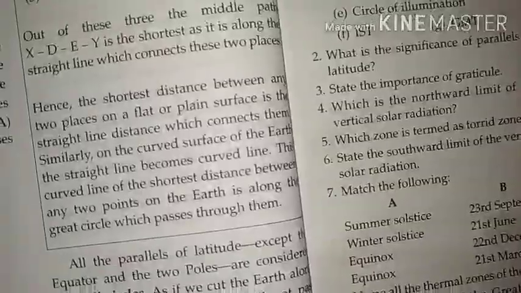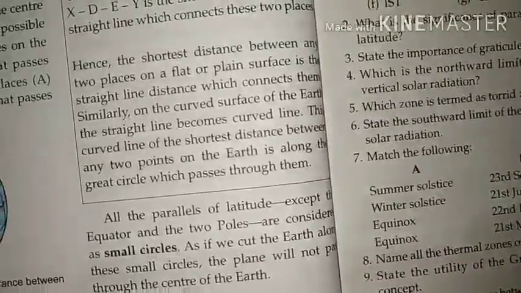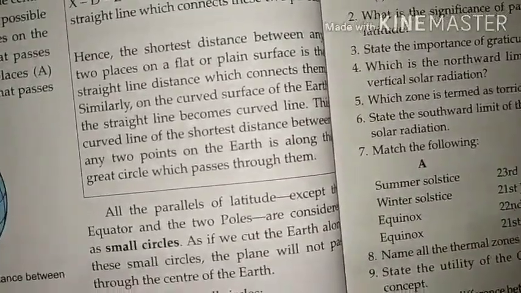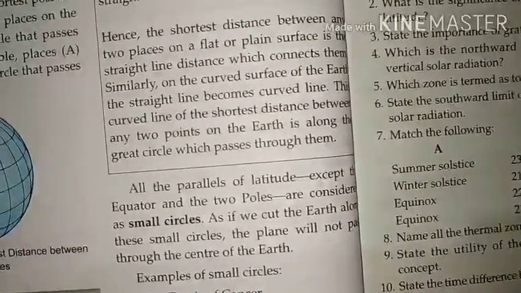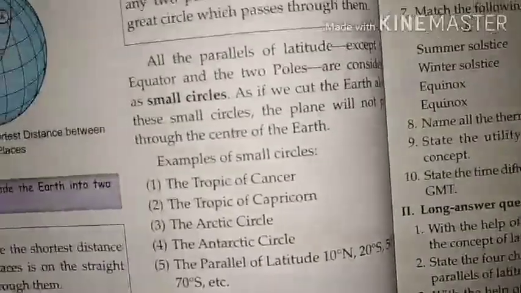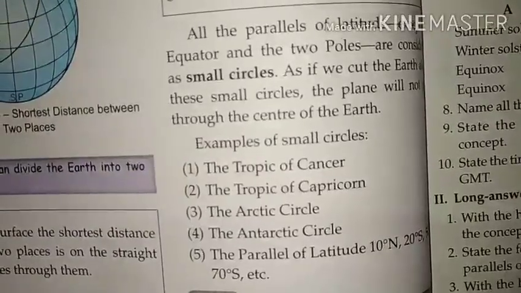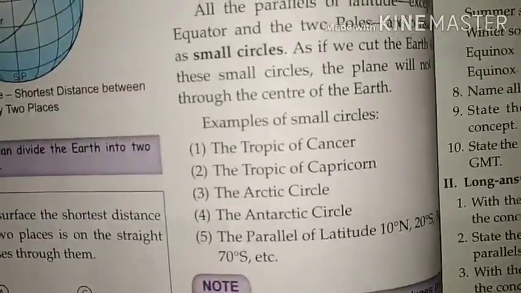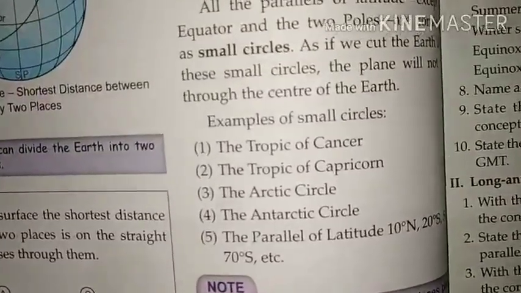And all the parallels of latitude except the equator and the two poles are considered as small circles. If we cut the earth along these small circles, the plane will not pass through the center of the earth. So for a great circle, the plane should pass through the center of the earth. Some small circles are given here: Tropic of Cancer, Tropic of Capricorn, Arctic Circle, Antarctic Circle, the parallels of latitude 10 degree north to 20 degree south. So these are the examples of small circles.